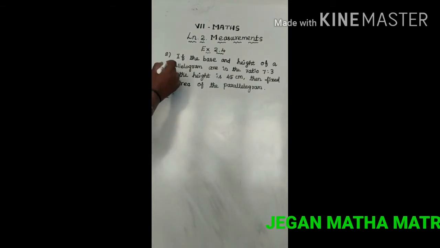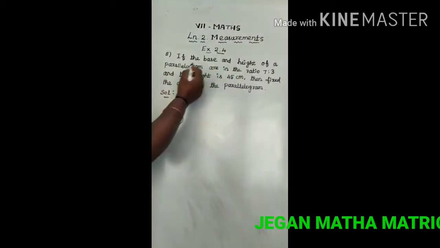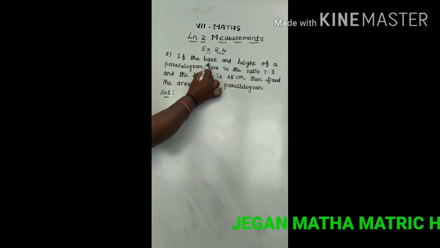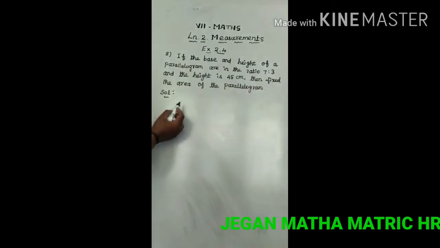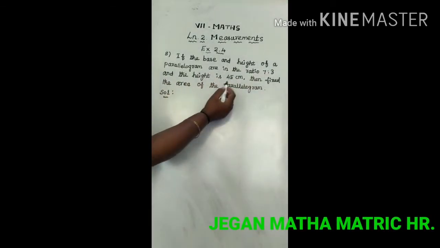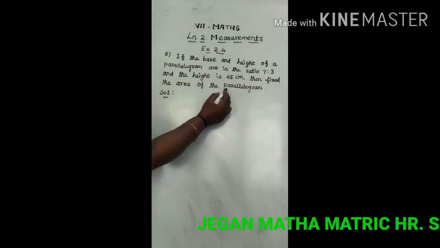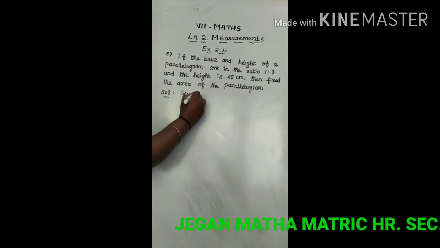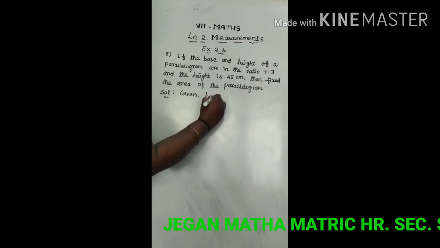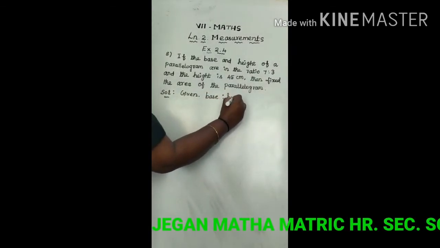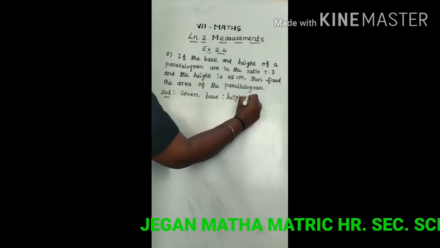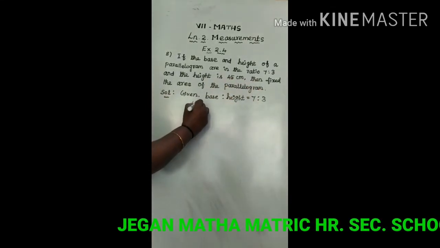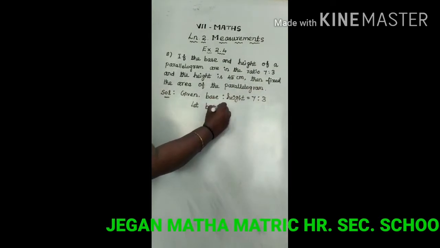The 8th sum: if the base and height of a parallelogram are in the ratio 7:3, the base is 7 and the height is 3, and the height is 45 centimeter, then find the area of the parallelogram. So, given the ratio of the base and height is 7:3, the height is already given as 45 centimeter.